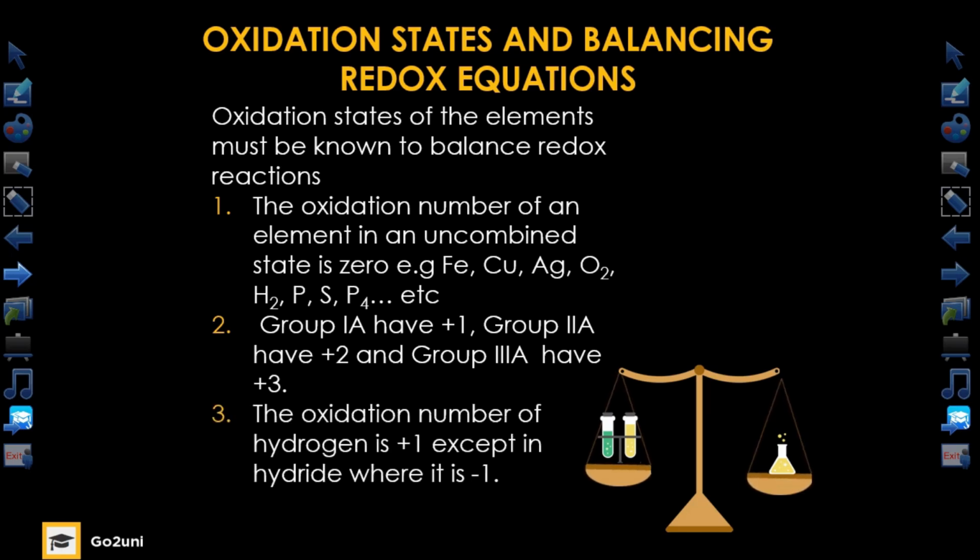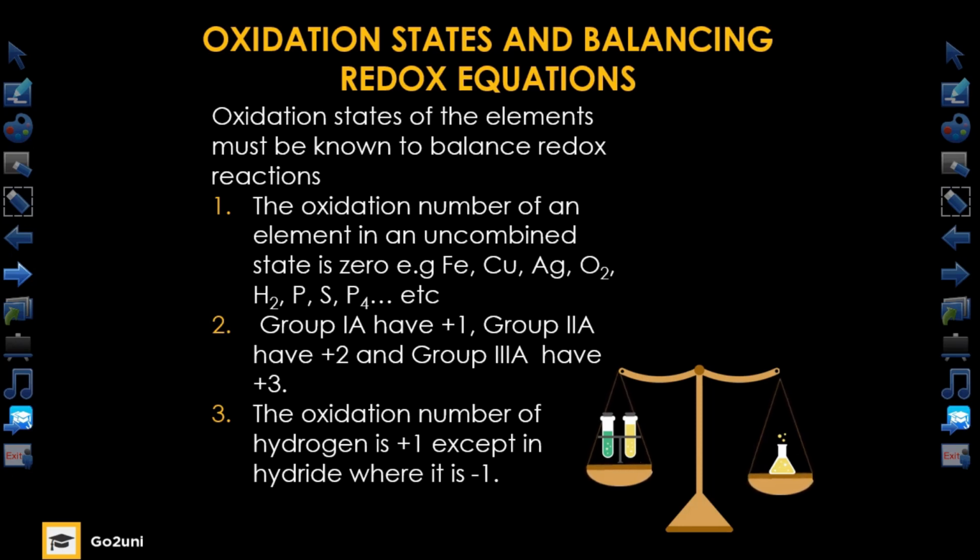The oxidation number of group 1 metals or group 1 elements, not just metals, because hydrogen is in group 1 and it's not a metal. So the oxidation number of group 1 elements is +1. Group 2 elements, yes, is +2, and group 3 elements also is +3.